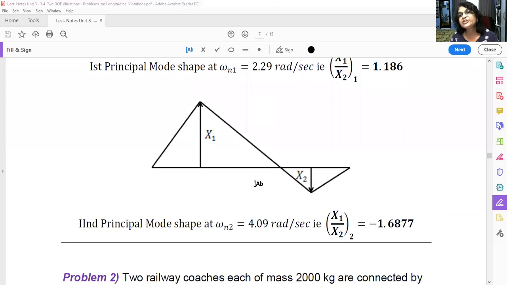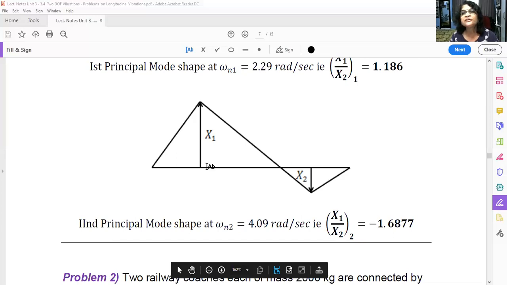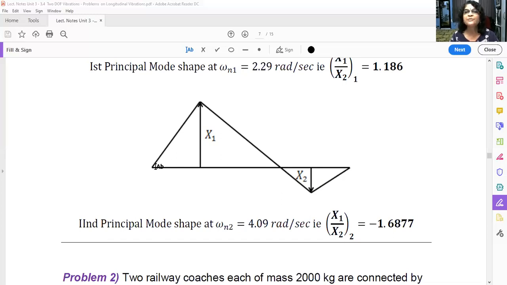And what is their ratio? Suppose x1 is 1.687, x2 is 1. So this is 1.687 and this is 1. And other points, as you go away from this mass, the displacement is decreasing, and at the node point, which is a fixed point, vibrations are 0. Similarly, at the second node point also vibrations are 0.